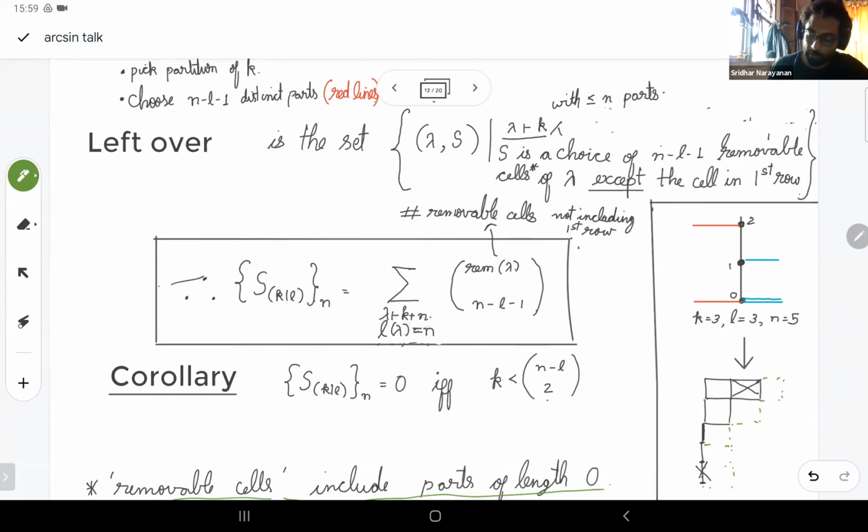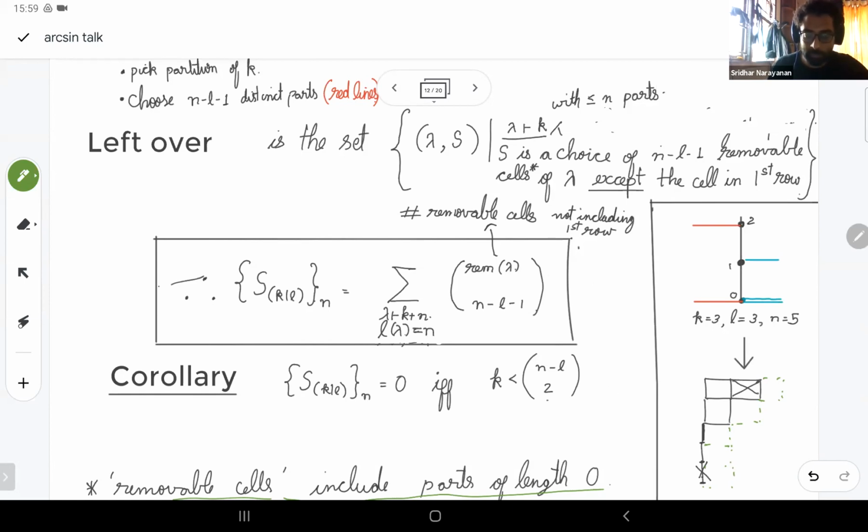Right, so we look at all partitions of K, attach a vertical strip of length n to them. So now this is a partition of length n, right? So L of lambda is n. So we're looking at all partitions of length n exactly, which are also partitions of K plus n. And we must make this choice. We must choose n minus L minus 1 of the removable cells, which do not include the first row.